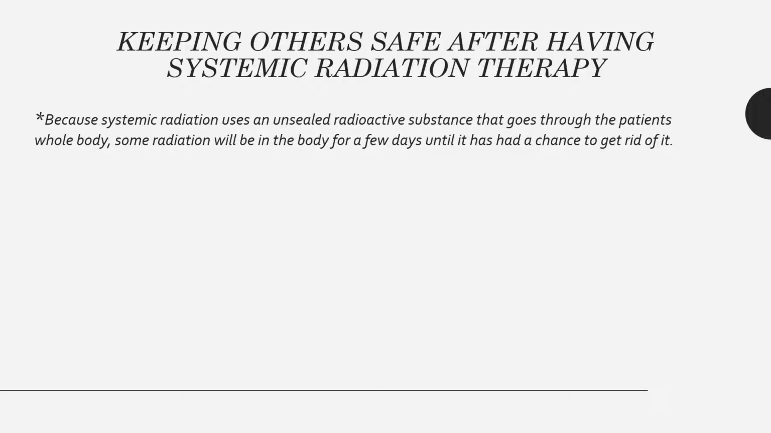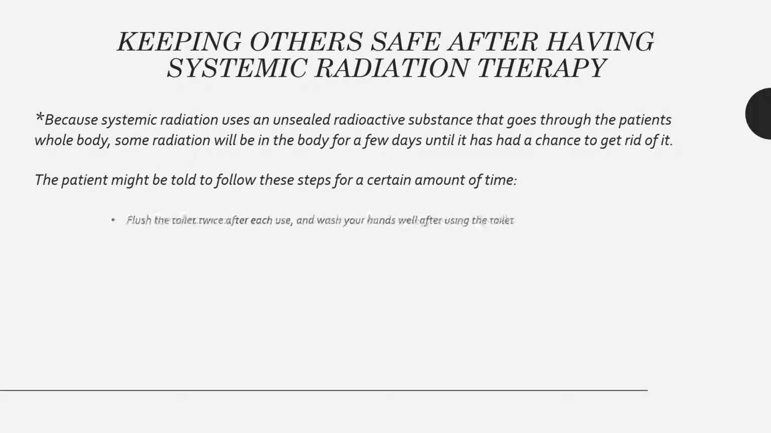Keeping others safe after having systemic radiation therapy. Because systemic radiation therapy uses an unsealed radioactive substance that goes through the patient's whole body, some radiation will be in the body for a few days until it's had a chance to get rid of it. The patient might be told to follow these steps for a certain amount of time.